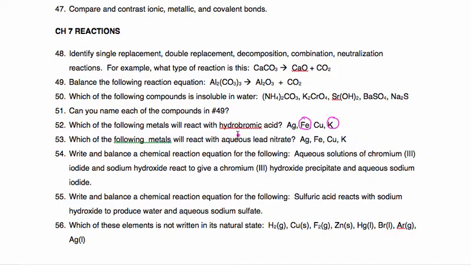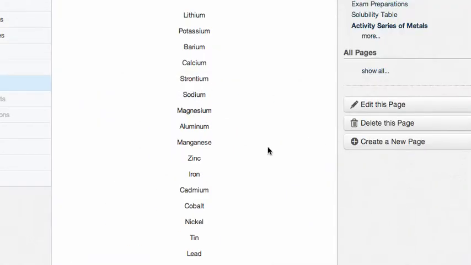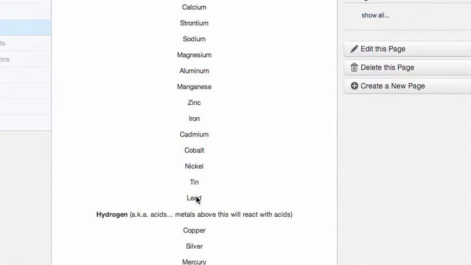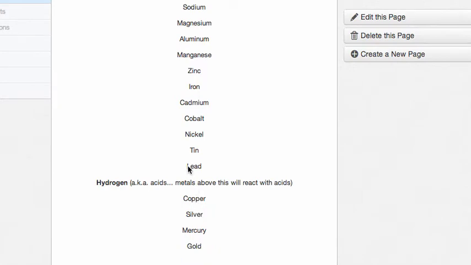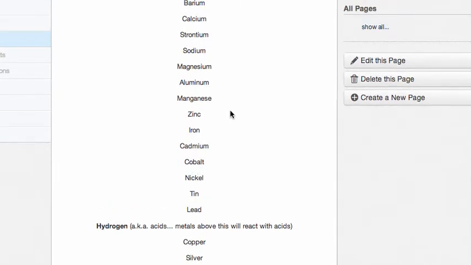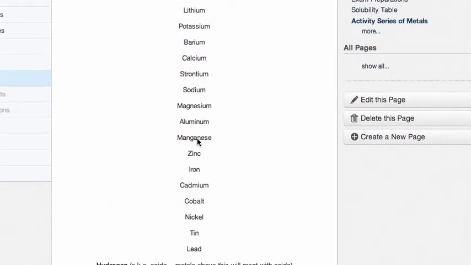Which of the following metals will react with aqueous lead nitrate? Okay, now we're just looking for lead on the table and comparing to these. So, going back to the activity series, checking out their relative positions. Where's lead? Lead's here. So, now we know copper and silver could not possibly bump out lead. They're less active, but the same two, potassium and iron, are more active than lead. So we have the same answer for that question.